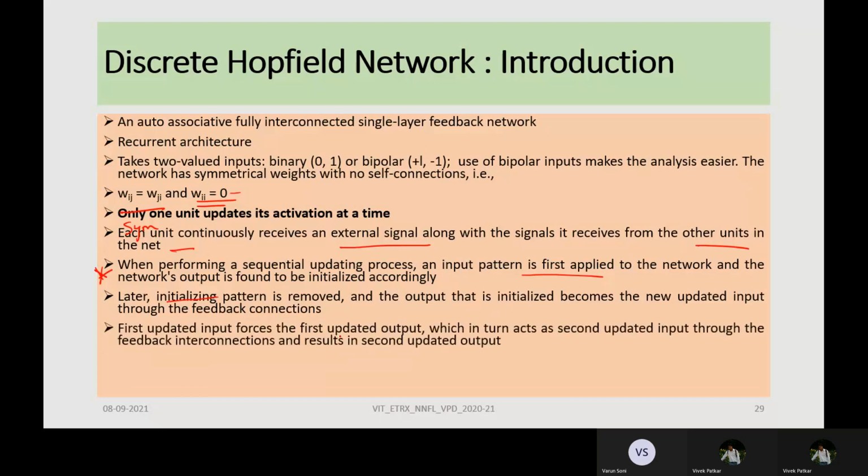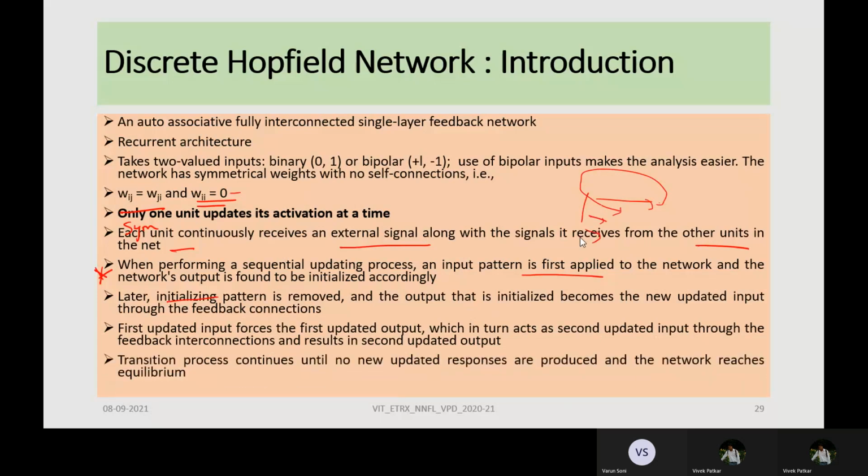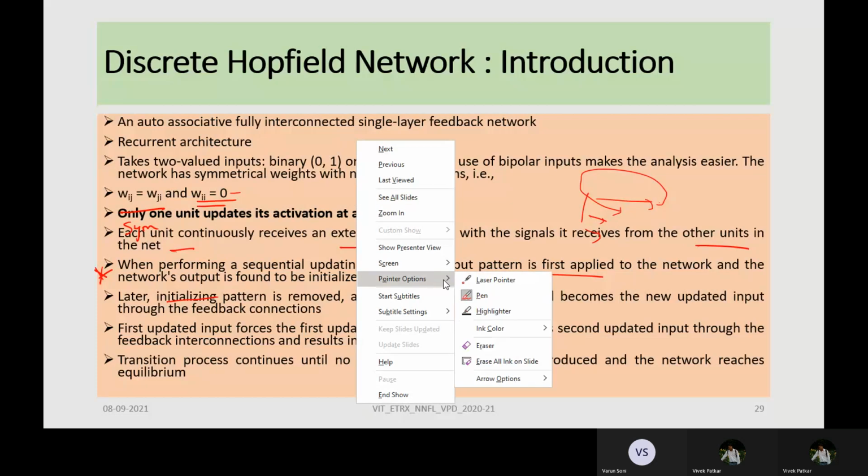The first input forces the first updated output, which in turn acts as the second updated input through the feedback. That means whenever I give the first input I get a first output, and this first output will serve as input for the second iteration. That's what is explained here. So this continues until weight updation stops. The weights will not change, and we say the network is in equilibrium. Till then this process continues: feedback, weight updation, feedback, weight updation. This way it continues.